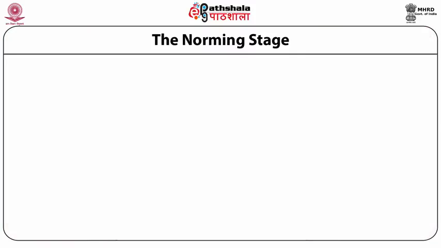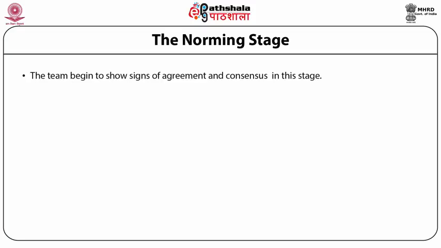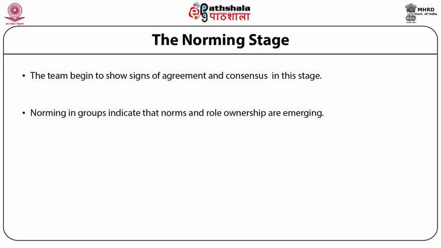Let's understand these stages a little bit more, because this will go a long way in understanding the formation of groups, because as it is, you're going to work in groups every time. Now, the next stage is the norming stage, where the team begins to show signs of agreement and consensus. Norming in groups indicates that norms and role ownership are emerging amongst the team members.